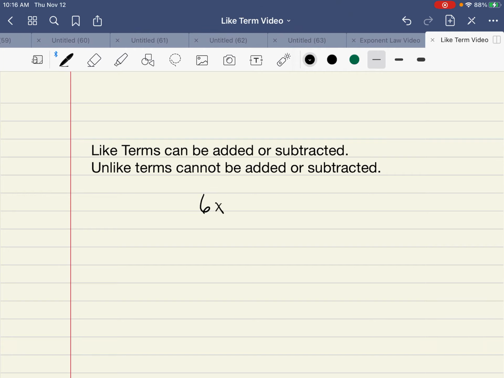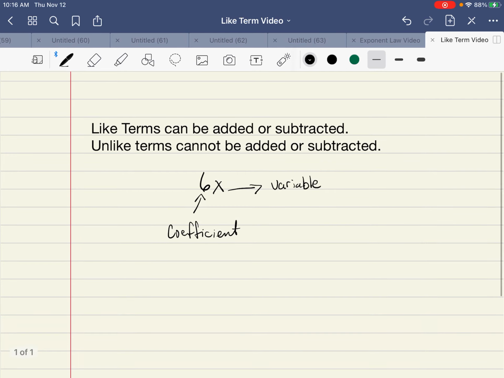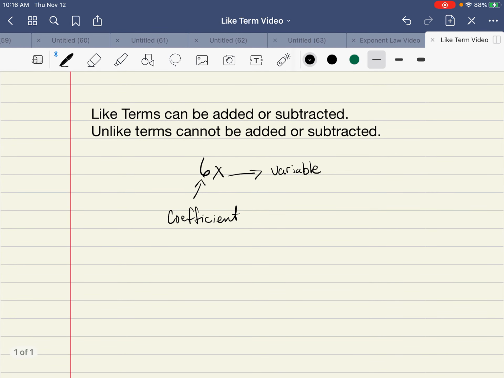Something like 6x would be a term. A term has two parts: the value part, known as a coefficient, and the variable part. A lot of times people will say the number and the letter. That's fine if it helps you to remember, but they are called a coefficient and the variable. That means 6 times some value x, which we don't know yet. When we know the value of x, we can sub it in and multiply it by 6.